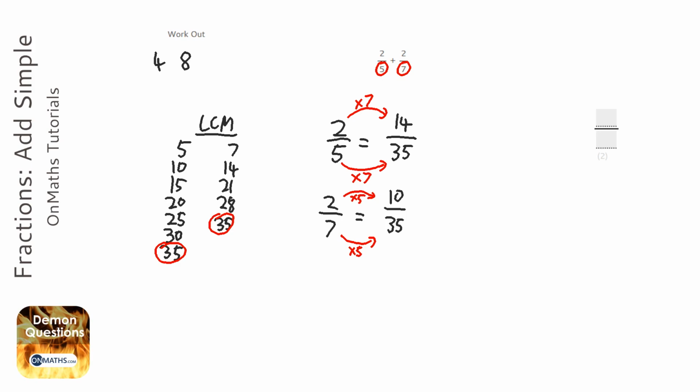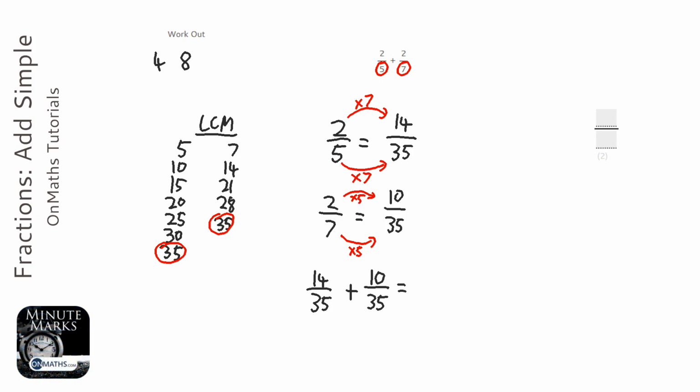And so instead of 2/5, I'm going to write 14 over 35, which is what I converted it into, plus, and instead of 2/7, I'm going to write 10 over 35. Now when the bottoms are the same, which they are here, then you just add the tops. So that's going to be 24 over 35. Now make sure you don't add the bottoms, they stay the same. So the answer is 24 over 35.